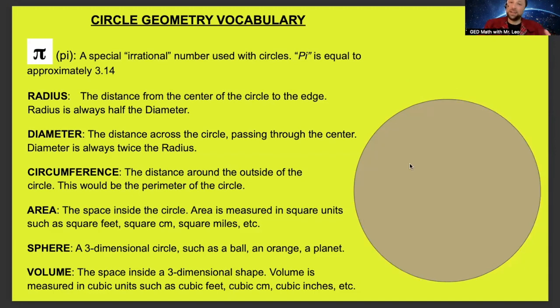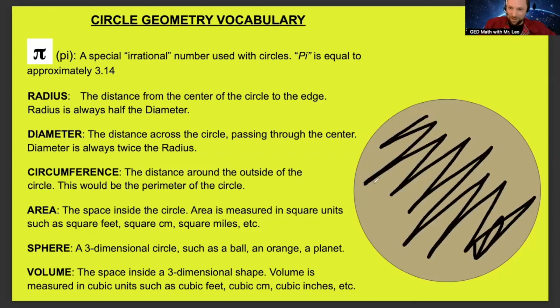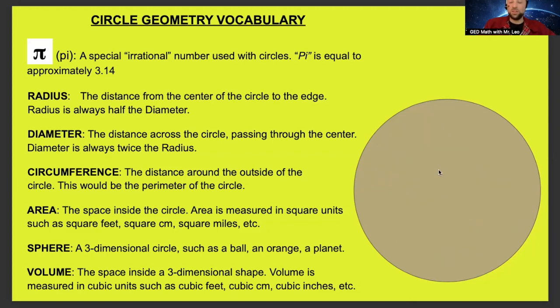Our next word is area. Area is the space inside the circle. Area is all of this space in here. It's the gray area of this circle. We label area with the letter A. And please notice here, area is measured in square units, such as square feet, square centimeters, square miles, etc. So perhaps an area could be 20 square feet.